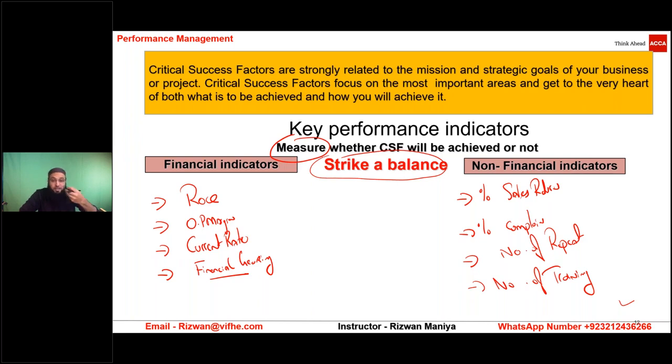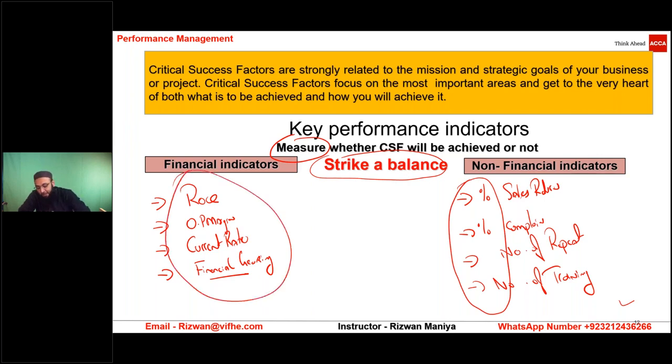Because if customers are happy, if there are fewer complaints, fewer sales returns, more repeat customers, if your process is very fast, and if you're developing your employees' skills, all these things will improve your quality. And if your quality is good, your future is secured. So for the future success of an organization, your focus should be on non-financials. These are NFPIs, and these are FPIs. To ensure the business is successful, you need to focus on both NFPIs and FPIs.